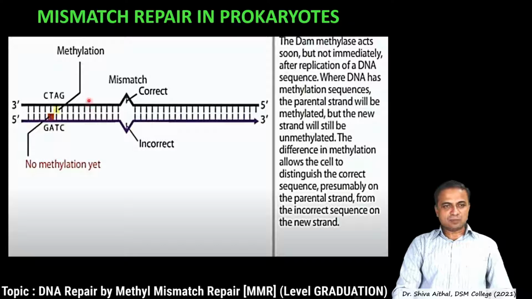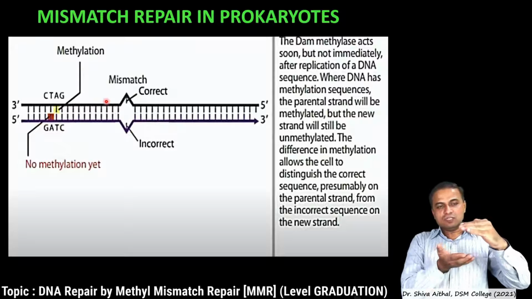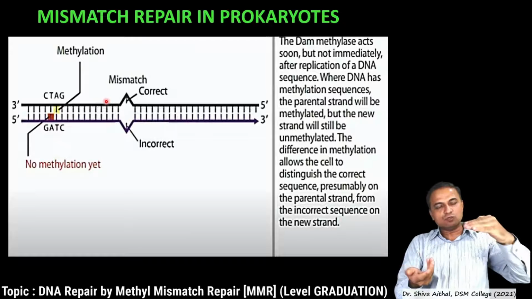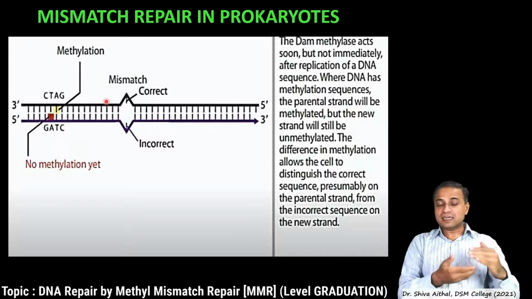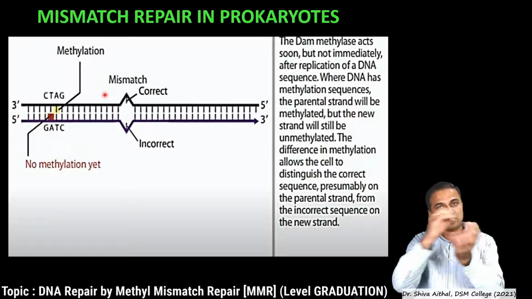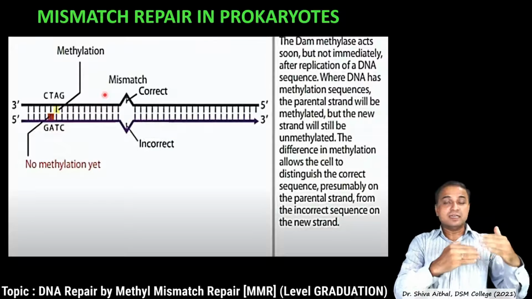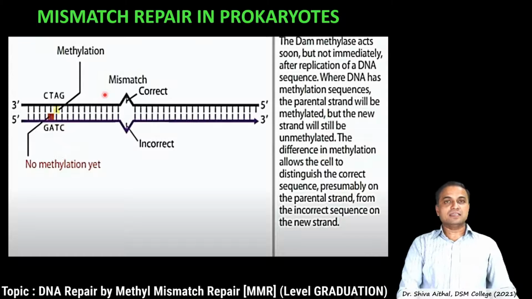This difference in the methylation allows the cell to correct the sequence by considering the parental strand as the template strand. After removing the bases, there should be a template which is correct and one which is wrong. Just for 1 second imagine if, while correcting, the parental strand is removed and the new strand is considered as a template, then the mutation will remain as it is. Okay, so that is the point to be understood.